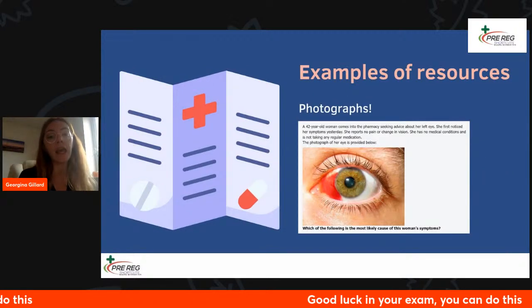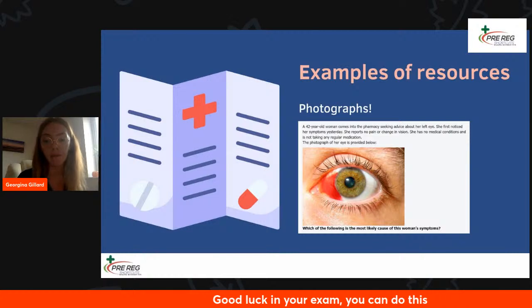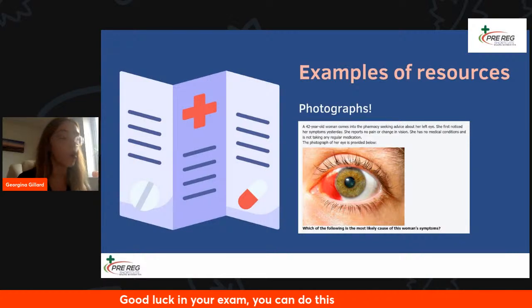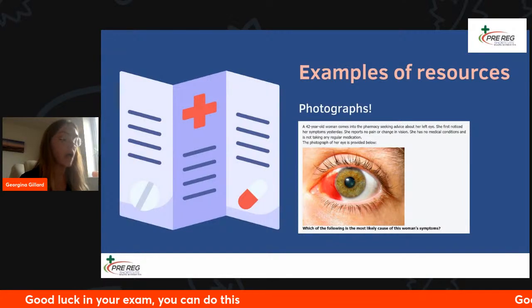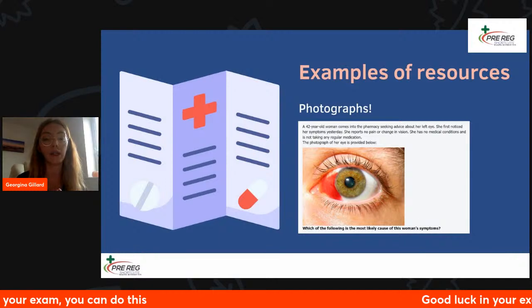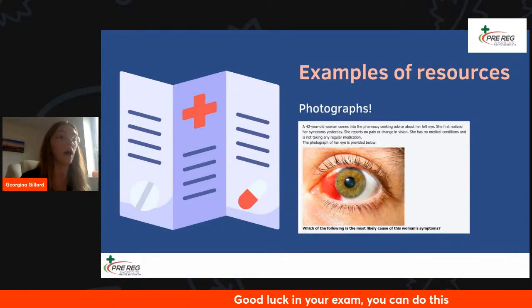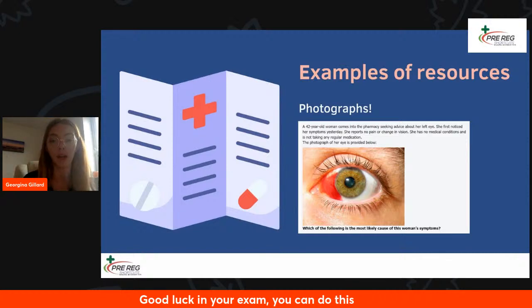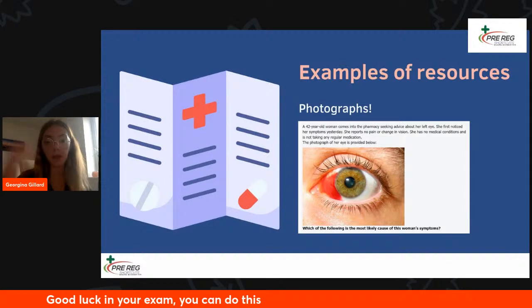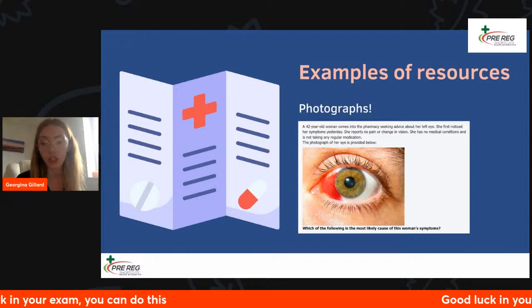So the first thing here is going to be photographs. Photographs are going to be very common in paper 2, and it's either going to be, for example, to identify the condition, or it could be for you to establish what the most appropriate course of action is going to be. So as we can see here, the lady has got what eye condition, guys?